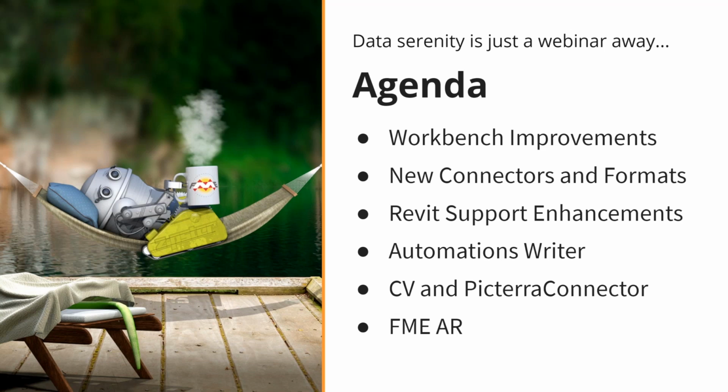So we're going to look at a few things today. We're looking at some of the stuff we've been up to on the Workbench side this year, as well as the new connectors and formats. We're going to zoom in specifically and talk a little bit. Andrew's going to show us a couple things on the Revit side. There's been an enormous amount of effort on Revit, and we'll show a little bit there. I don't remember if we actually have an automations writer slide or not, but I'm hoping that somebody has one. When we practiced this, I know that there wasn't one, so we'll see. That's going to be a surprise to me. And lastly, we'll look at the stuff Dmitry's been up to around computer vision, machine learning, AI, and some FME augmented reality stuff.